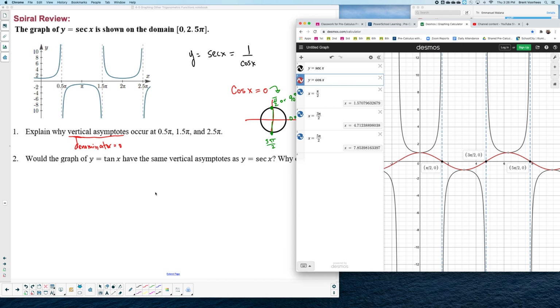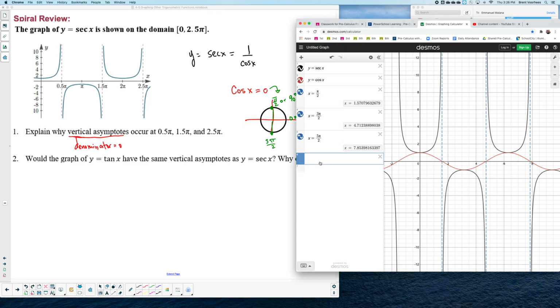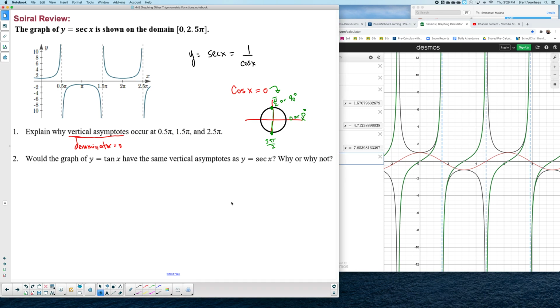And so now part 2 says, would the graph of y equals tangent x have the same vertical asymptotes as y equals secant x? Why or why not? And so if we look by visuals, y equals tangent x, and I checked it, it does in fact have the same asymptotes. Now why? It's because tangent is equivalent to sine x divided by cosine x. That right there is an identity we're going to learn about.